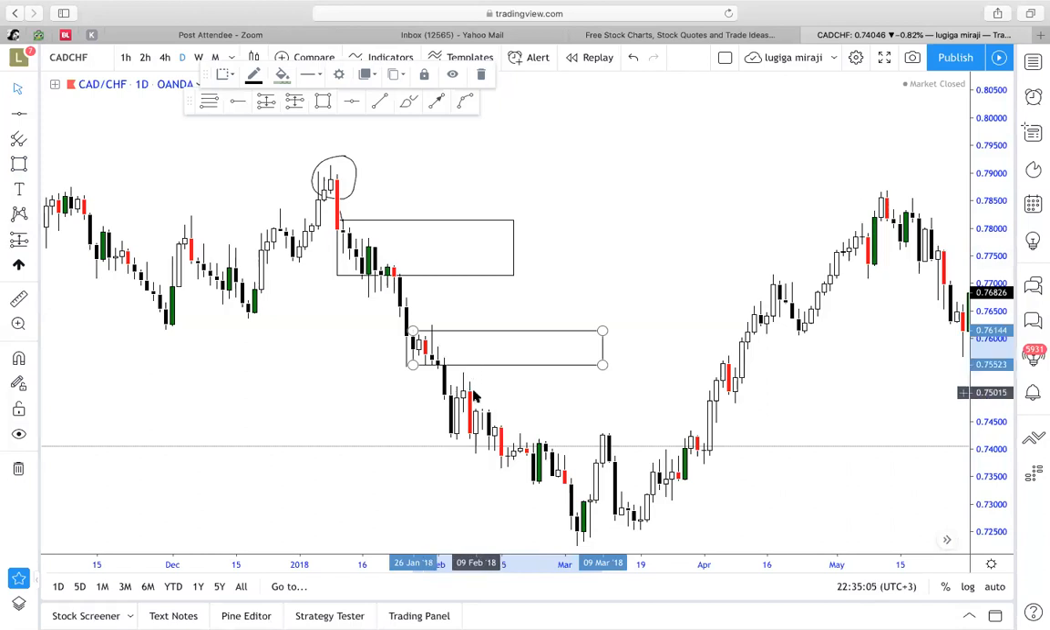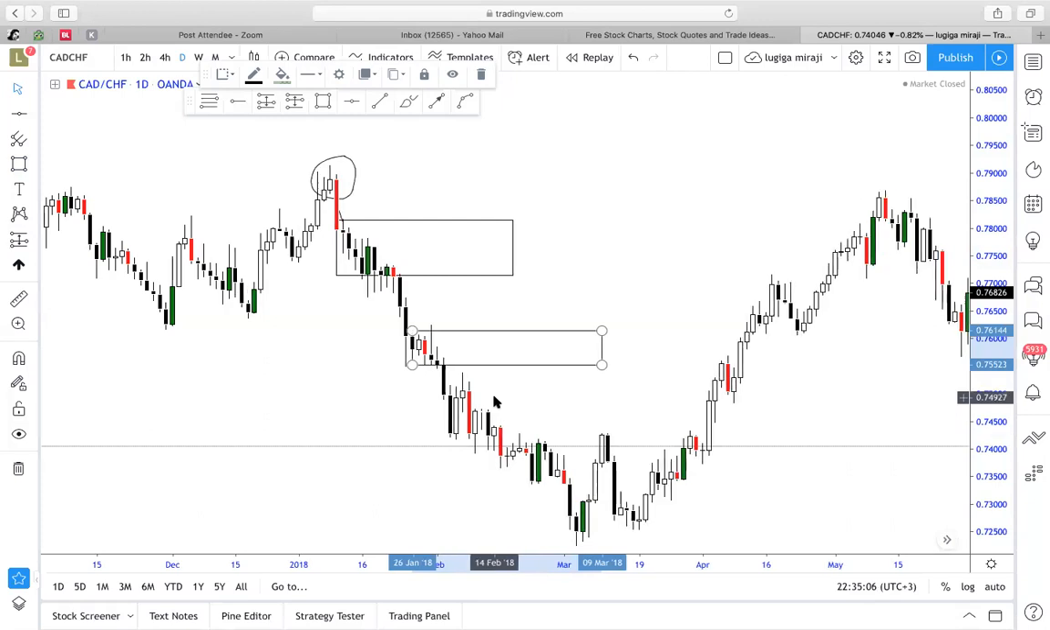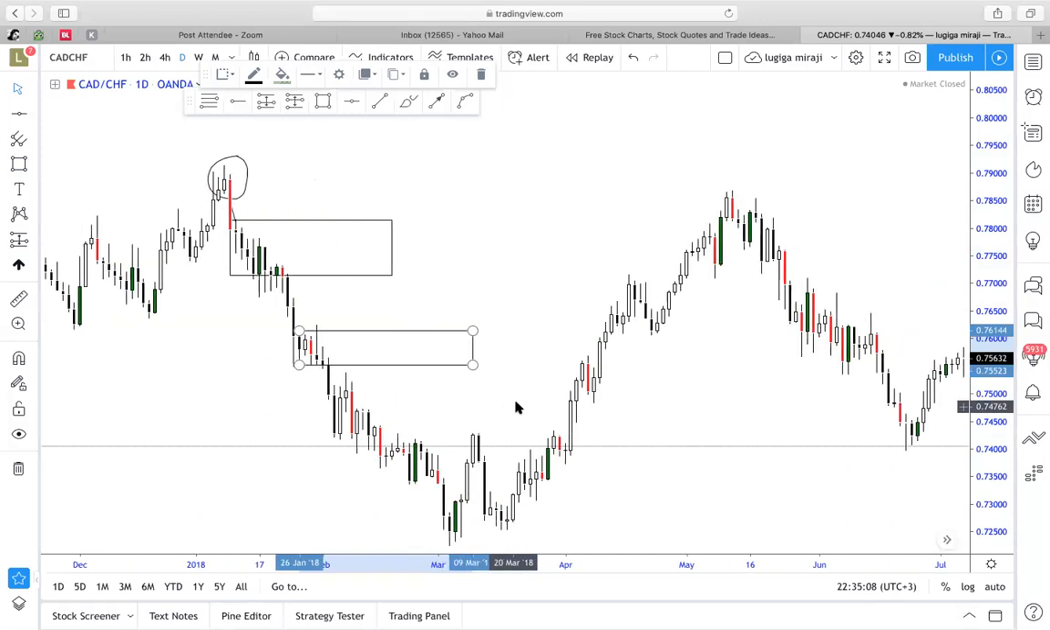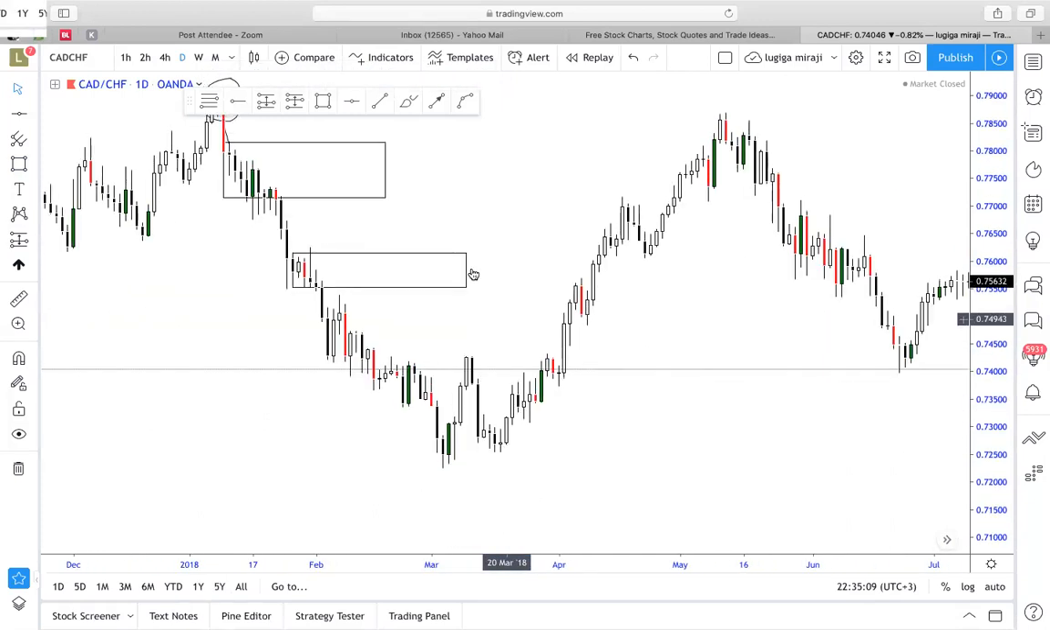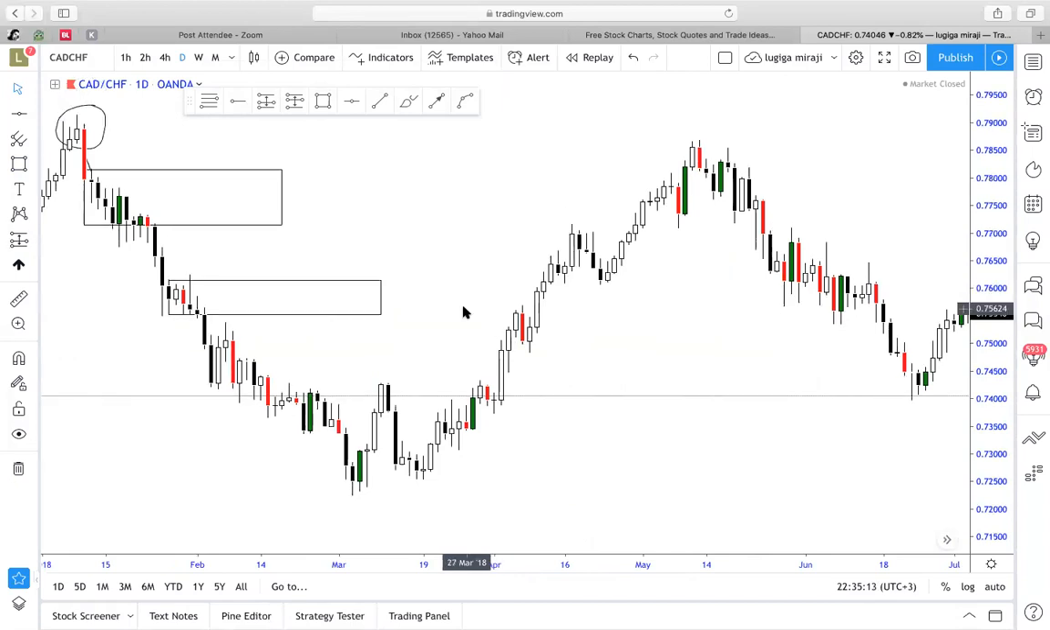Some orders were left behind. So this is an example of a continuation pattern. Exactly. When we talk about continuation patterns, these are the continuation patterns we are talking about. We can check another example here.